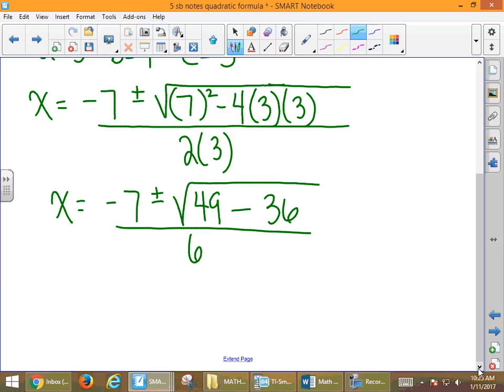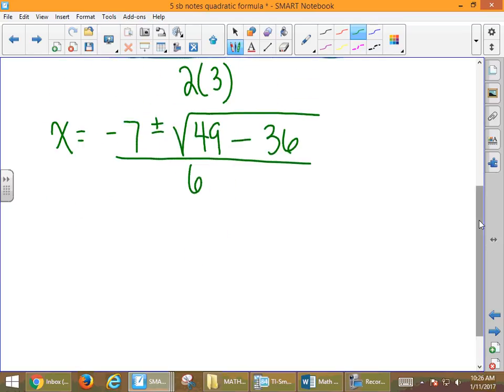But we have one more step here. Well, what's 49 minus 36? And it is the square root of 13 divided by 6.